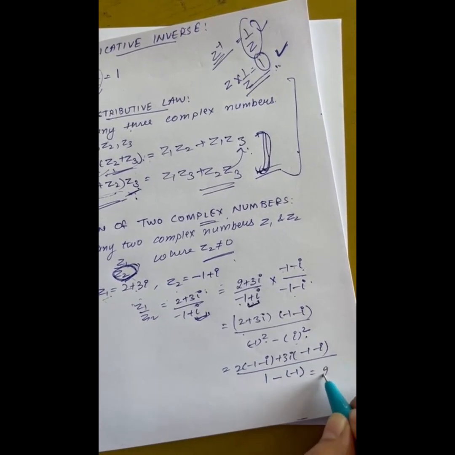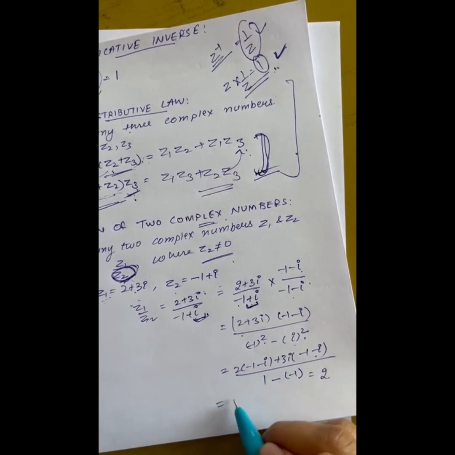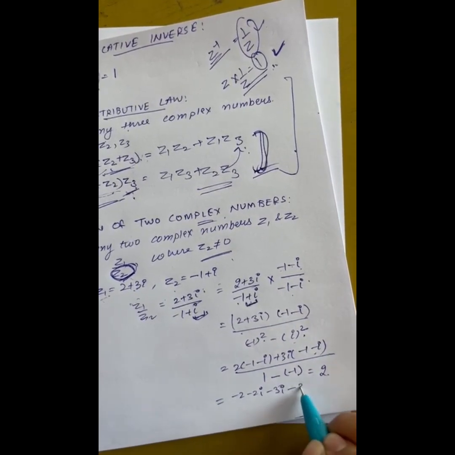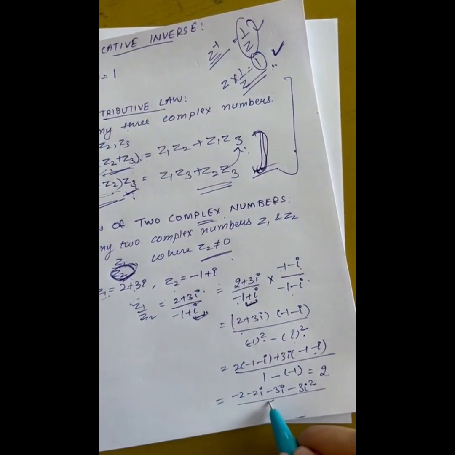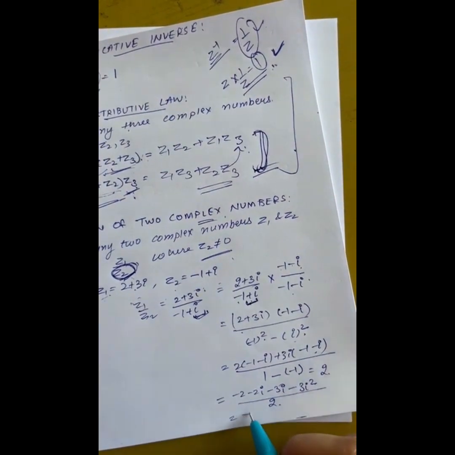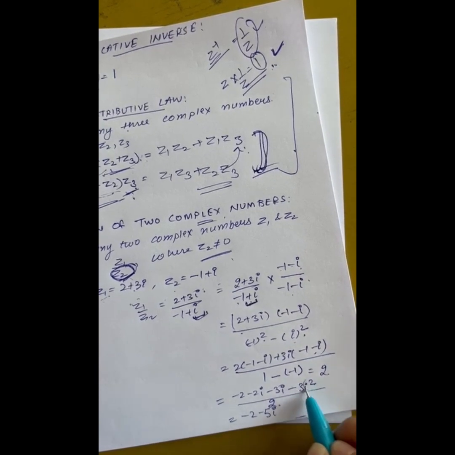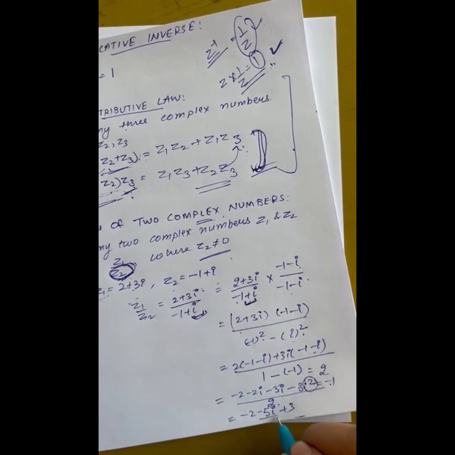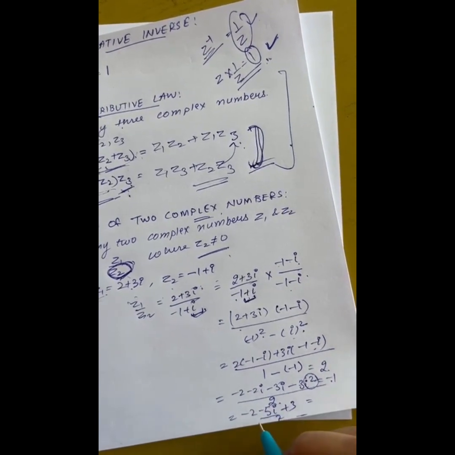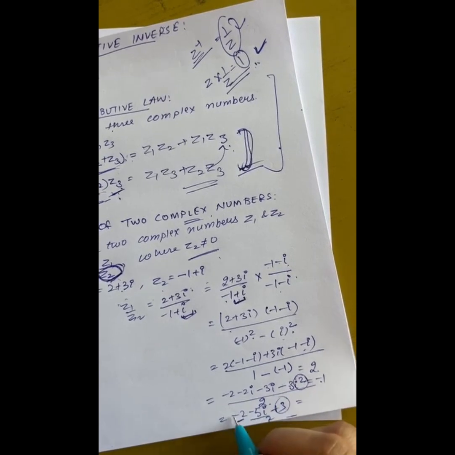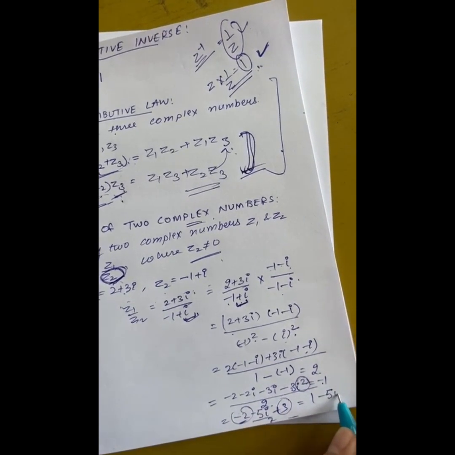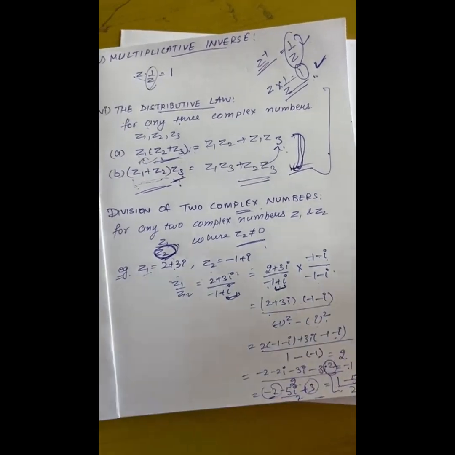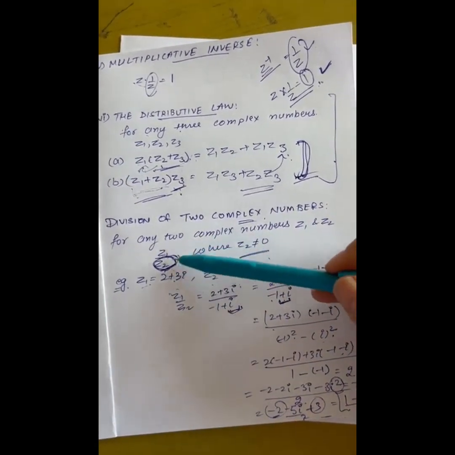In the denominator we have 2, and to solve the numerator further we get minus 2 minus 2 iota minus 3 iota, minus 3 iota square, upon 2. Now minus 2 minus 5 iota, and iota square is equal to minus 1, so minus 3 into minus 1 will be plus 3, upon 2. Now adding the real parts, minus 2 plus 3 is 1, so we get (1 minus 5 iota) upon 2, which is also a complex number. So we can say the division of any two complex numbers is also a complex number.